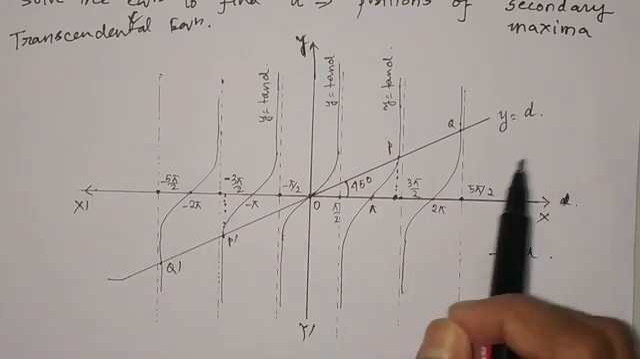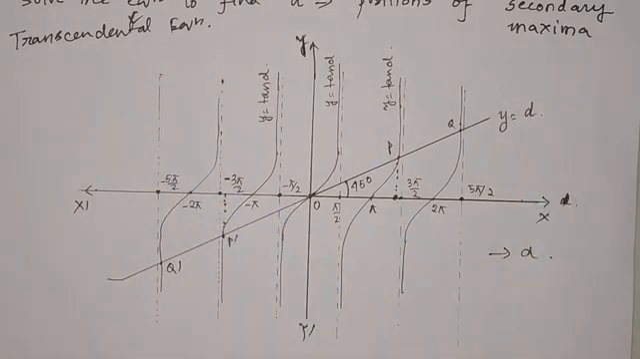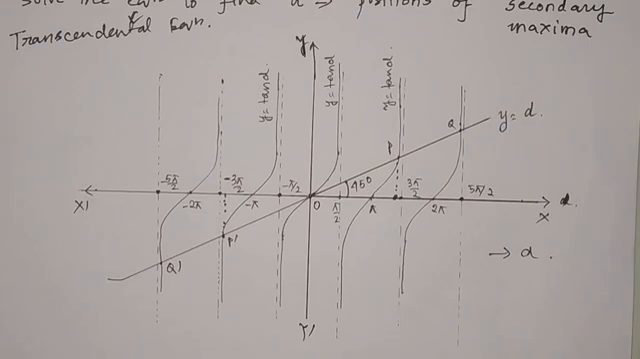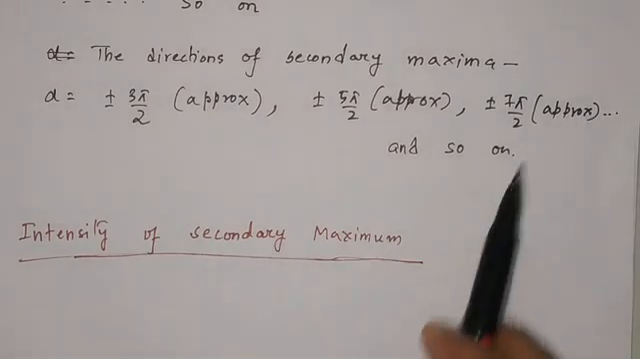So in this way, if we draw further curves on both sides, you will see that the next values of alpha where there will be intersection between these two curves y equals alpha and y equals tan alpha are 7 pi by 2 and minus 7 pi by 2. At these values of alpha, the intensity in the diffraction pattern will again be maximum, but their intensity will be less than the principal maximum, but of course greater than the minimum intensity, where the intensity is 0.